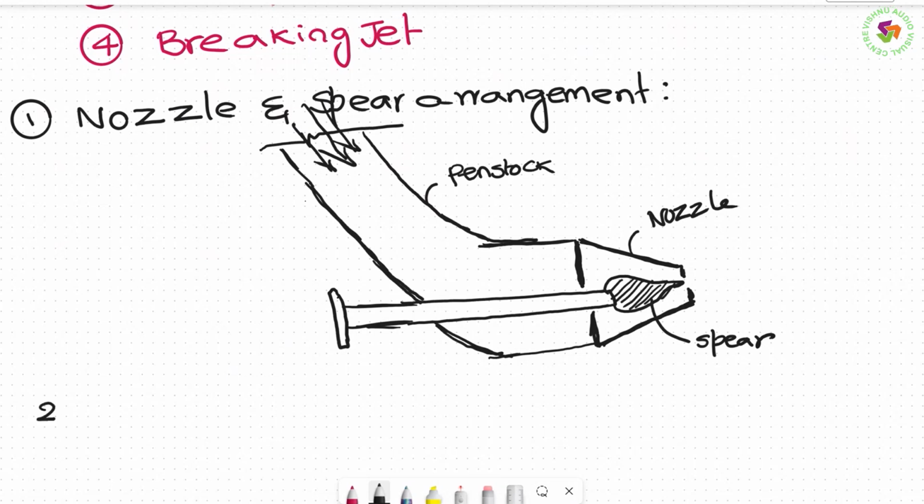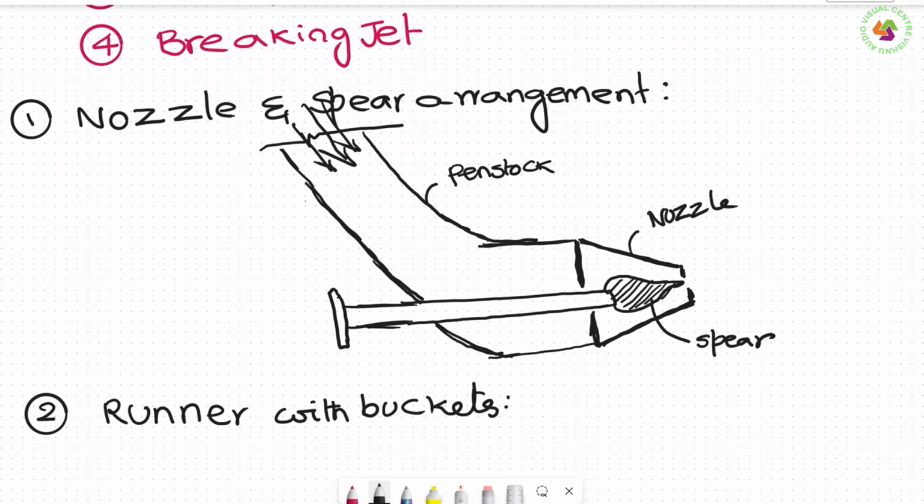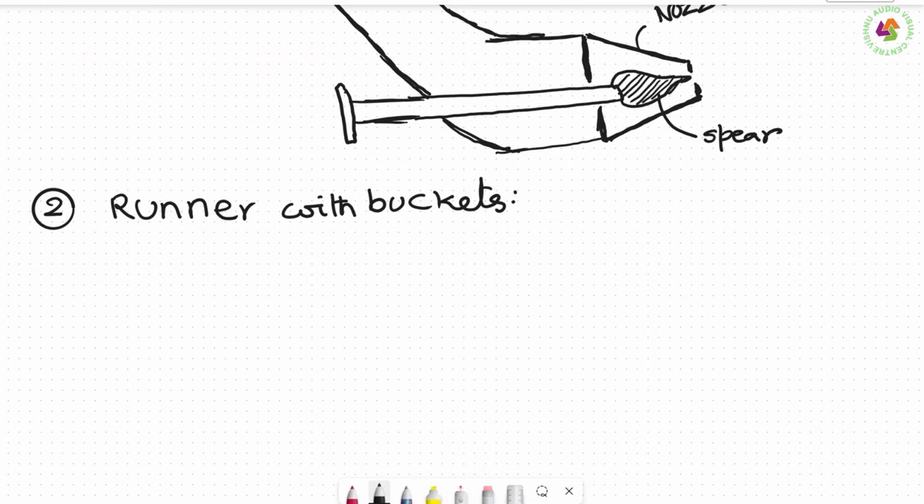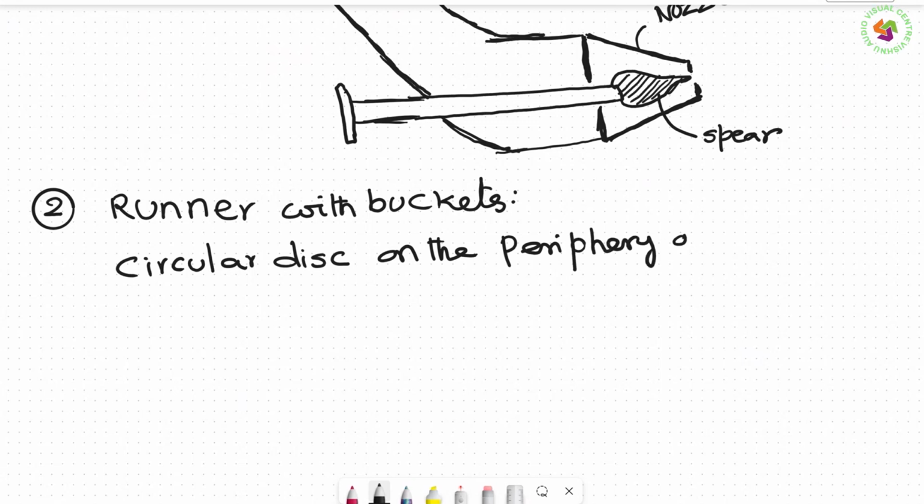Coming to the second point, what is the second point? Runner with buckets. The runner is again circular. The runner is nothing but a circular disc, on the periphery of which a number of buckets are mounted.